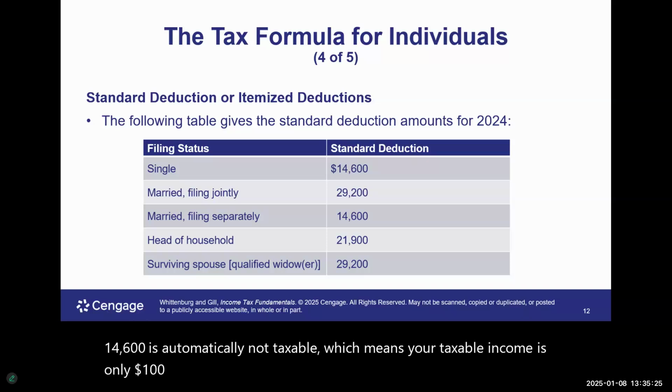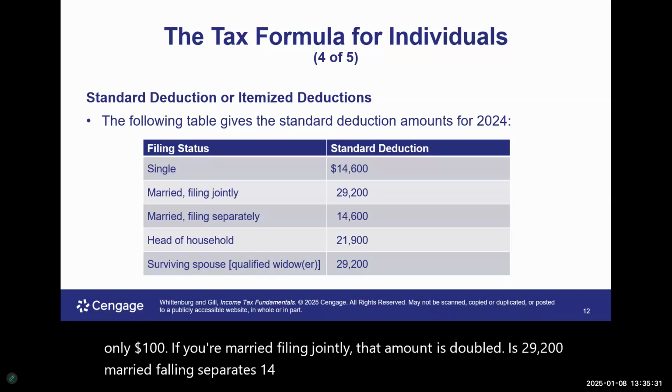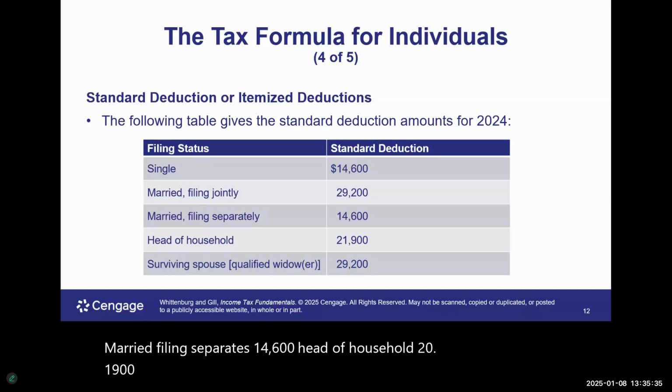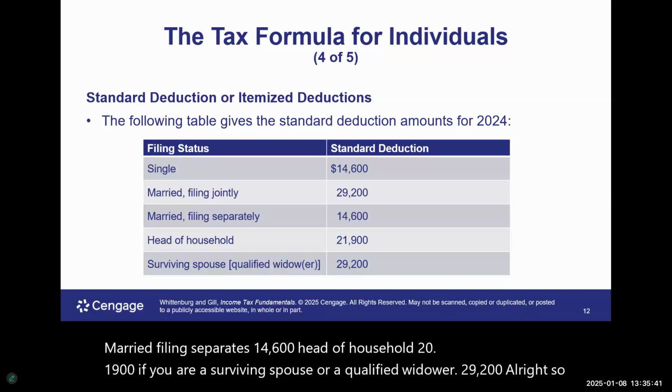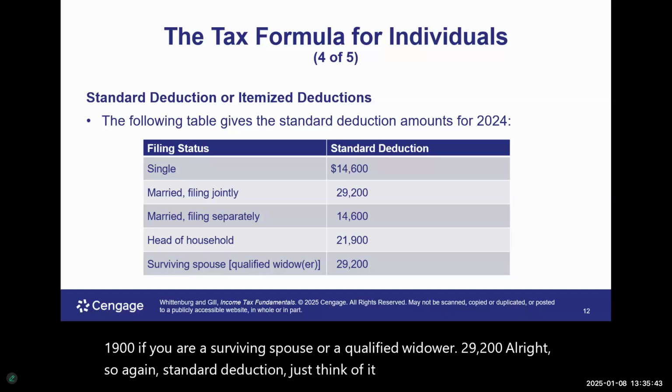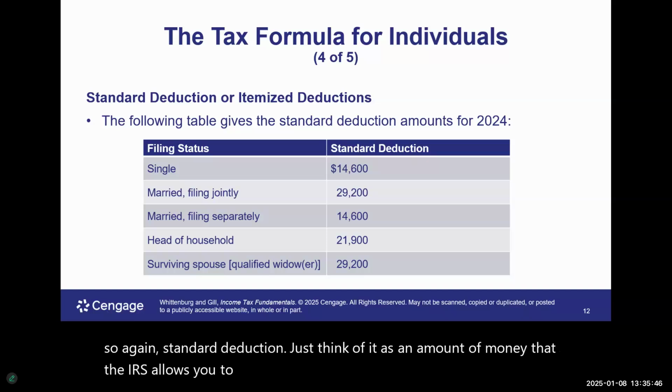If you're married filing jointly, that amount is doubled. It's $29,200. Married filing separate, it's $14,600. Head of household, $21,900. If you are a surviving spouse or a qualified widower, $29,200. All right. So again, standard deduction, just think of it as an amount of money that the IRS allows you to keep tax free.